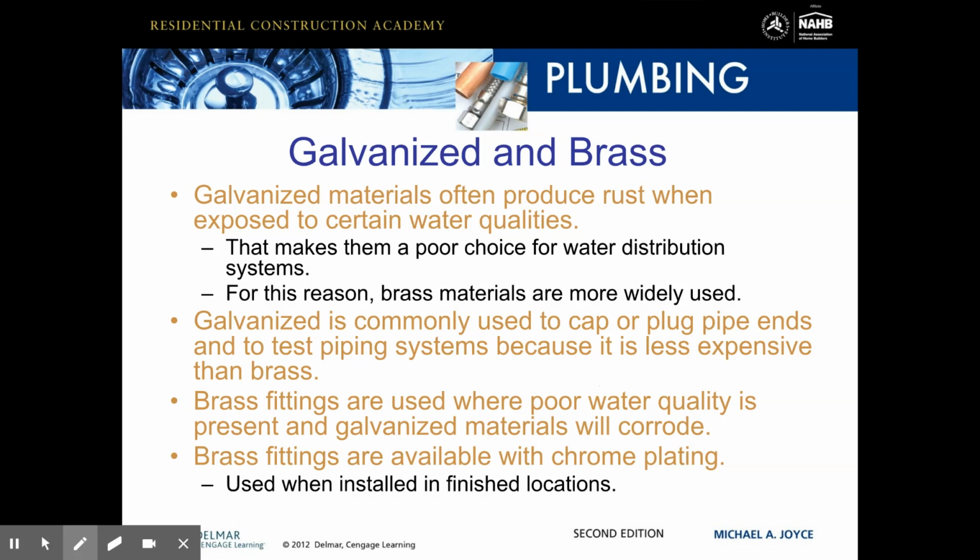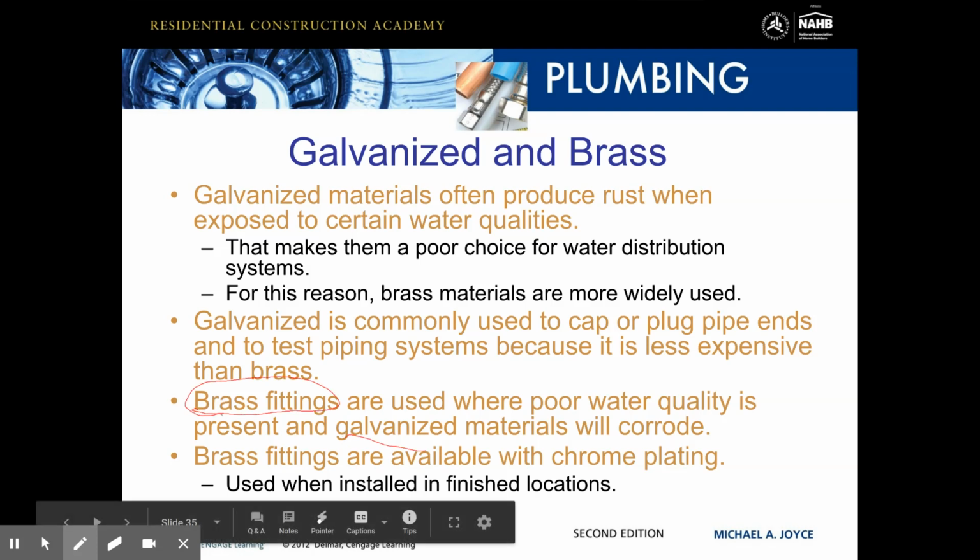Galvanized materials often produce rust when exposed to certain water qualities. That's why we really don't use galvanized pipe anymore for water distribution systems. Brass is much more popular. Galvanized is commonly used to cap or plug pipe ends and to test piping systems because it's less expensive than brass. Brass fittings are used where poor water quality is present and galvanized materials will corrode. But again, we mostly use brass. It's not really popular to see galvanized fittings or pipes anymore.